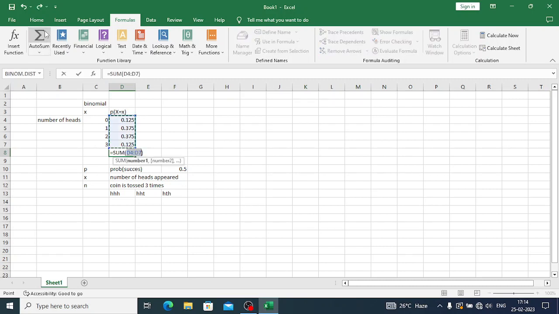I am going for auto sum from D4 to D7. Those highlighted cells are under our formula. So just go for it. So it will be 1.